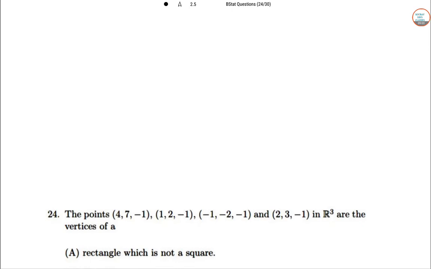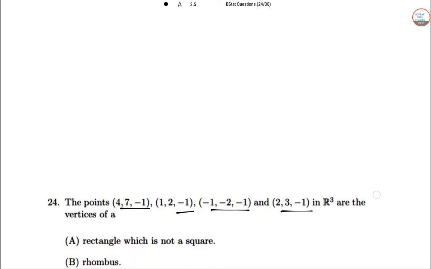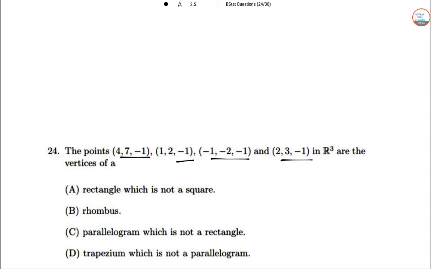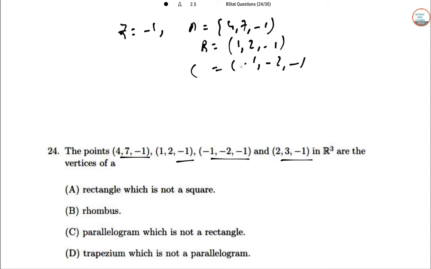Next one, the points are given. A little bit of coordinate geometry is here. 4, 7, 1, 1, 2, minus 1, minus 1, minus 2, minus 1, and 2, 3, minus 1 are the vertices of a rectangle, which is not a square, rhombus, parallelogram, or trapezium. So all 4 points belong to the plane z equal to minus 1. So denote A equal to 4, 7, minus 1, B equal to 1, 2, minus 1, C equal to minus 1, minus 2, minus 1, and D equal to 2, 3, minus 1.